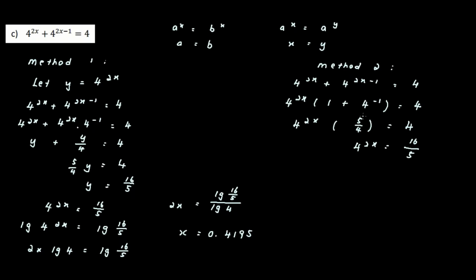But one thing about this is you must make sure you are very confident about what you need to multiply. If you are not sure, then maybe you can add one step here: 4^(2x) plus 4^(2x) times 4^(-1) equals 4. After you do this, it will be easier for you, because you can see 4^(2x) and 4^(2x). So you bring out 4^(2x), then what do you have left? You are left with 1 and 4^(-1).